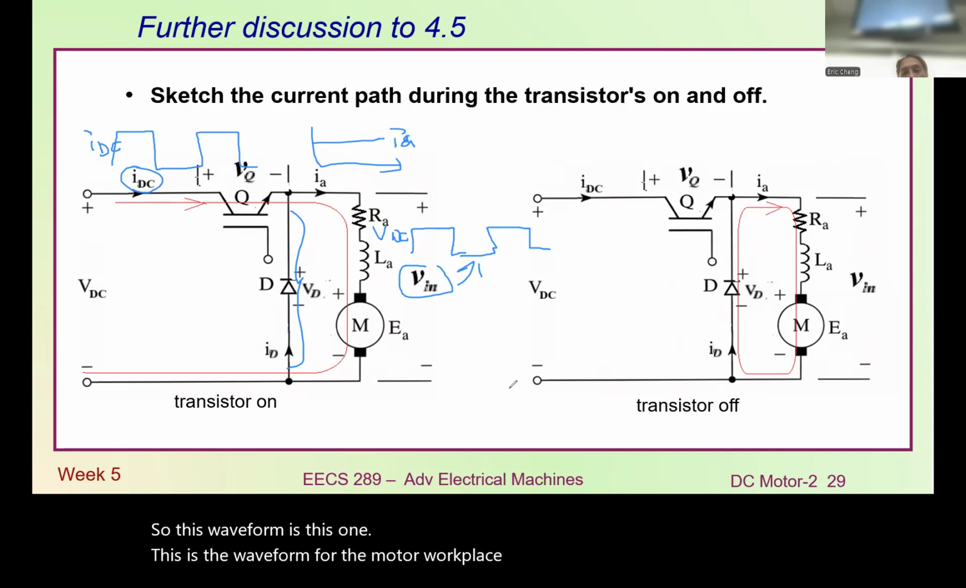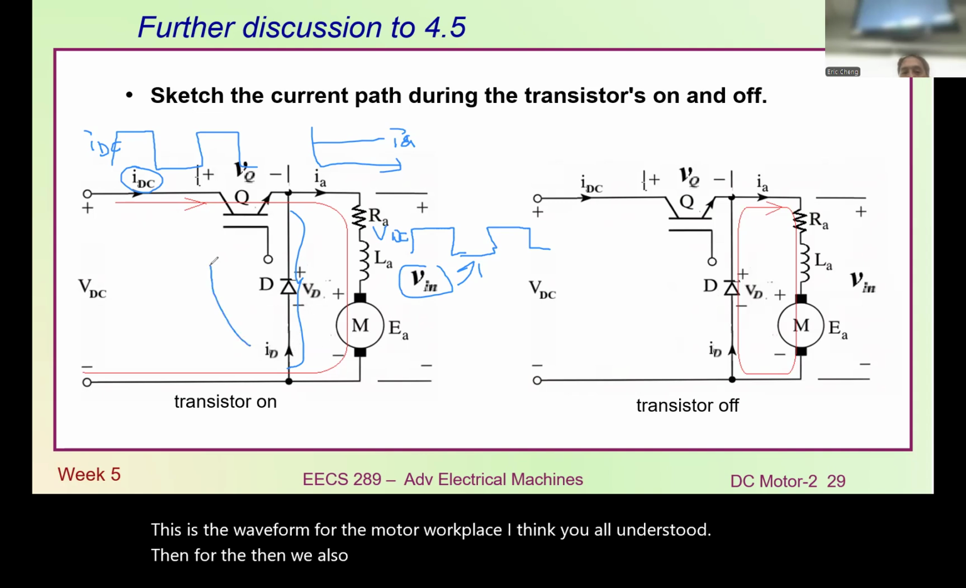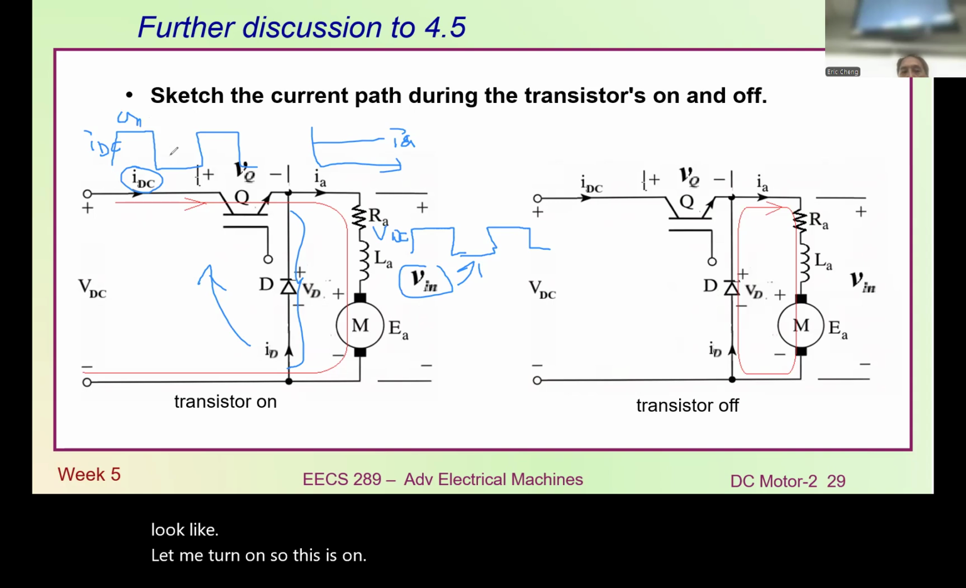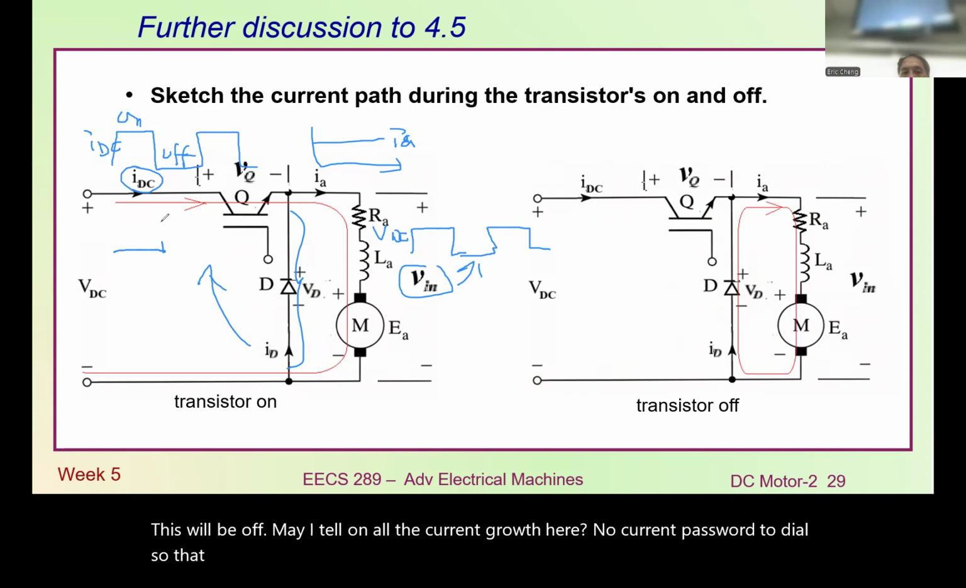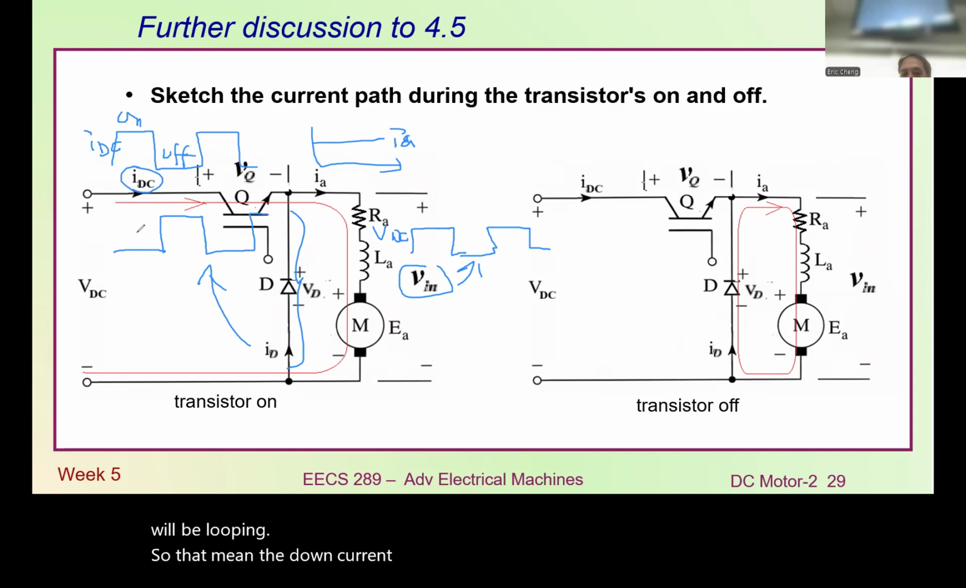Then we also have this diode current here. What does the diode current waveform look like? When we turn on, this is on, this will be off. When you turn on, all the current goes through here. No current passes through the diode, so initially the diode current equals 0. But next, when you turn off, the current will be looping. So the diode current will behave as such. This level will be equal to this level for the armature current.